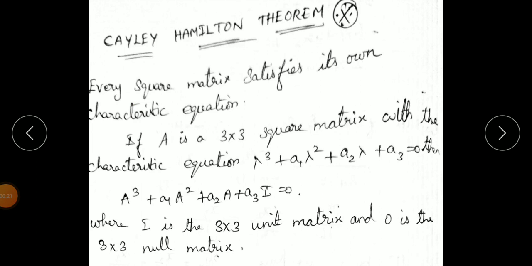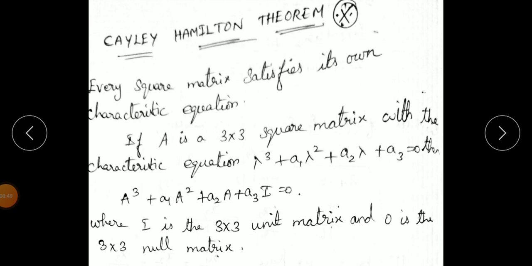That is, if A is a 3 cross 3 square matrix with the characteristic equation lambda cube plus a1 lambda squared plus a2 lambda plus a3 equal to 0, then it can be replaced by A cube plus a1 A squared plus a2 A plus a3 I equal to 0, where I is a 3 cross 3 unit matrix and 0 is a 3 cross 3 null matrix. So what is the Cayley-Hamilton theorem? Every square matrix satisfies its own characteristic equation.